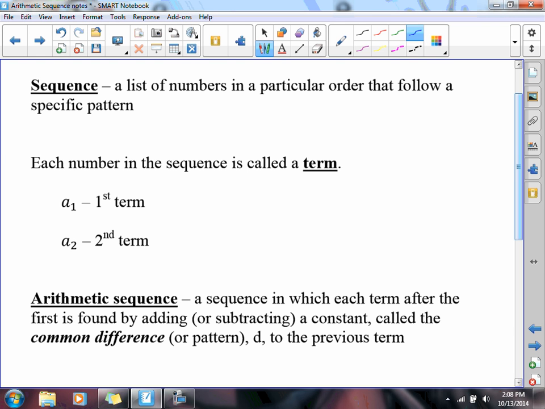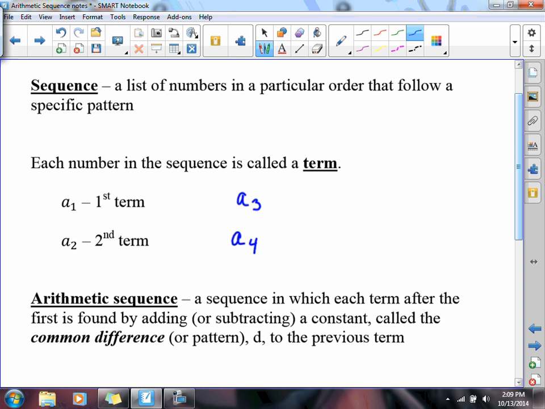Now, each number in the sequence is called a term. And the way we write that in math is a sub 1 will be our first term. A sub 2 will be my second term. I could keep going and say a sub 3 is my third term, a sub 4 is my fourth term, etc. So we're going to use those subscripts to tell us what term we're referring to.